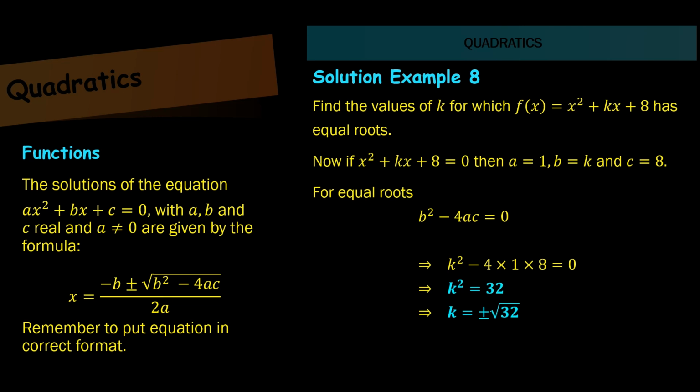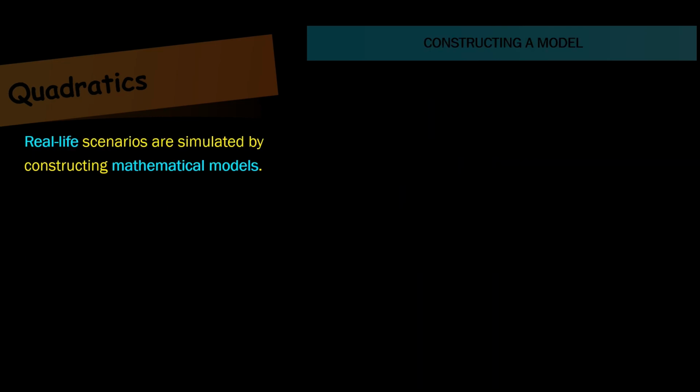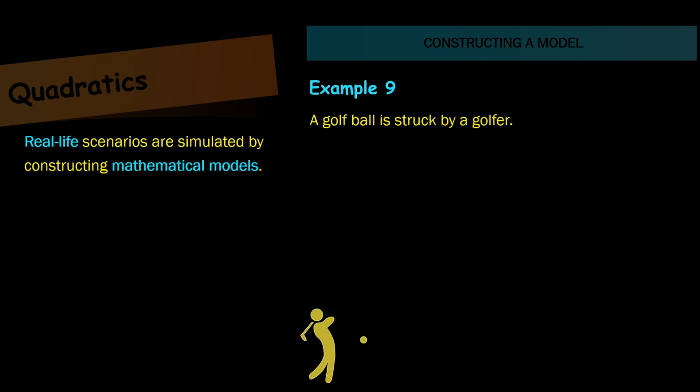We will now revisit a real-life scenario again, very briefly. Remember that real-life scenarios can be simulated by constructing mathematical models. So, for example, if a ball is struck by a golfer, it may follow this kind of motion. In other words, a quadratic.